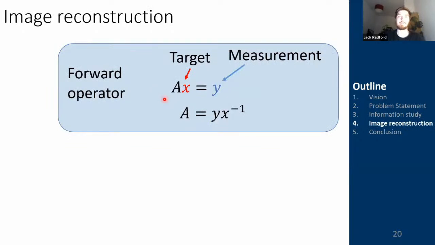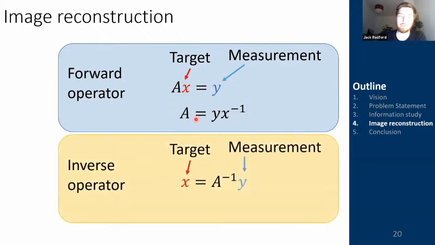So in terms of image reconstruction, we can simplify the problem to a linear forward operator, where the targets are all of these hidden absorbing objects, and the measurements could be in space, in time, or in space-time. And we find the forward operator by this dot product, and then we can find the inverse operator, which is what we're interested in, because that allows us to operate on the measurement that we see at the detector and reconstruct the target image.